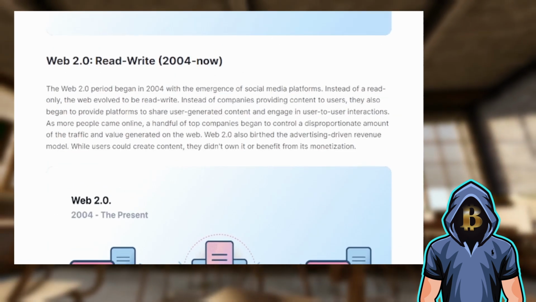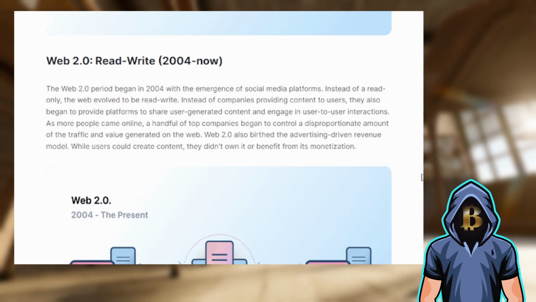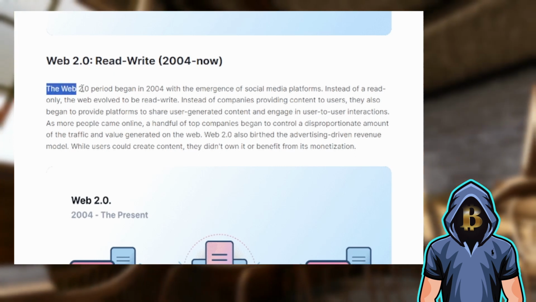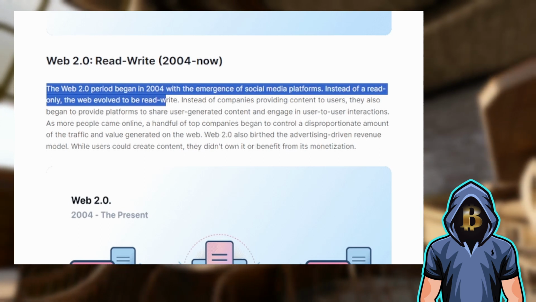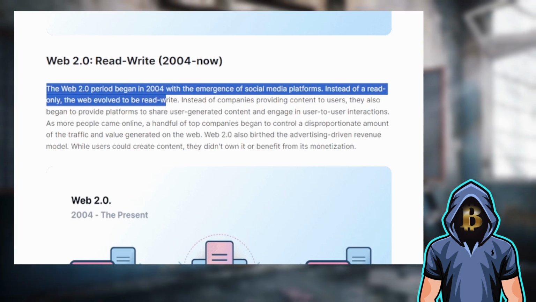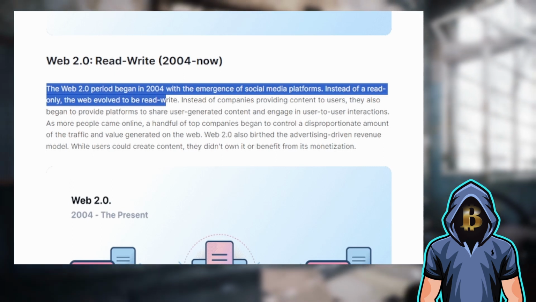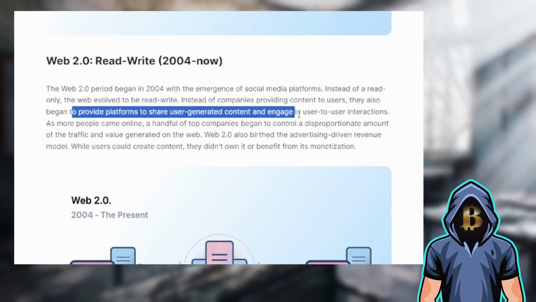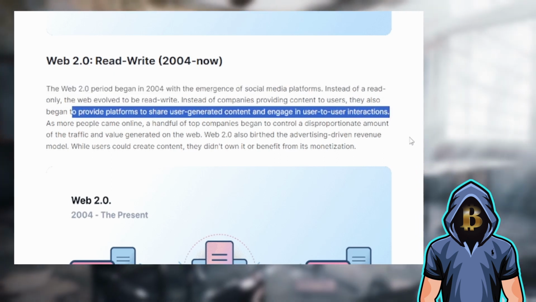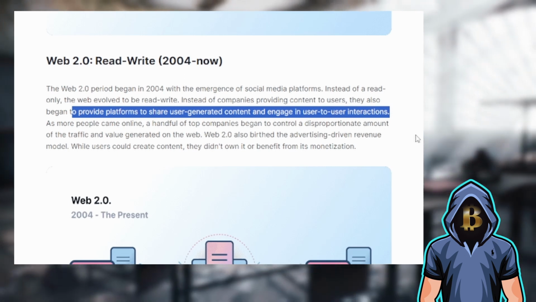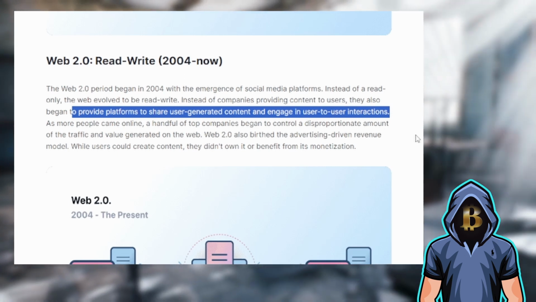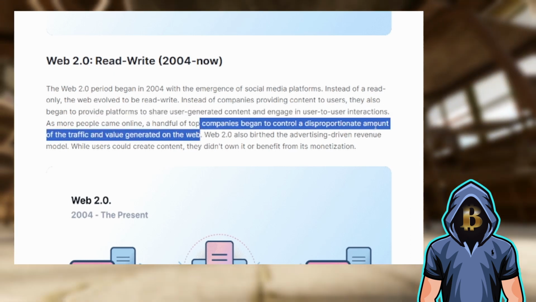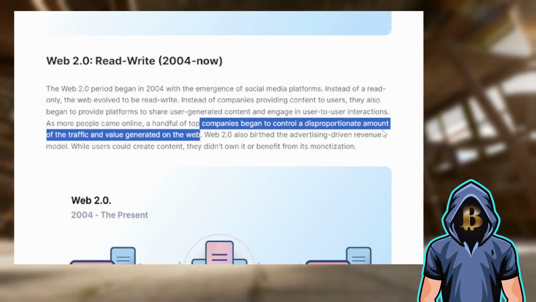Number 2 is Web 2.0, read and write, 2004 until now. The Web 2.0 period began in 2004 with the emergence of social media platforms. Instead of read-only, the web evolved to read and write. And instead of companies providing content to users, they also began to provide platforms to share user-generated content and engage in user-to-user interactions. As more and more people came online, a handful of top companies began to control a disproportionate amount of the traffic and value generated on the web.